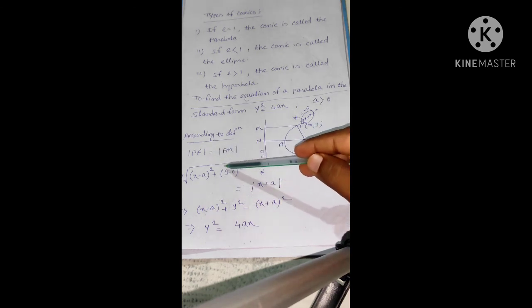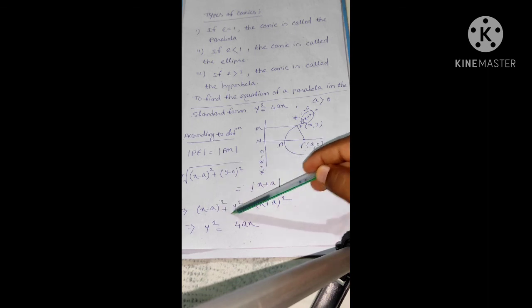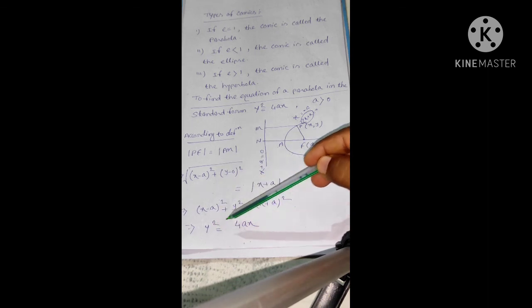Then we got PM as x plus a. Now to remove this square root, we have to square both sides. On squaring and solving, we will get y square equal to 4ax. So this is the way we can derive the formula of the parabola.